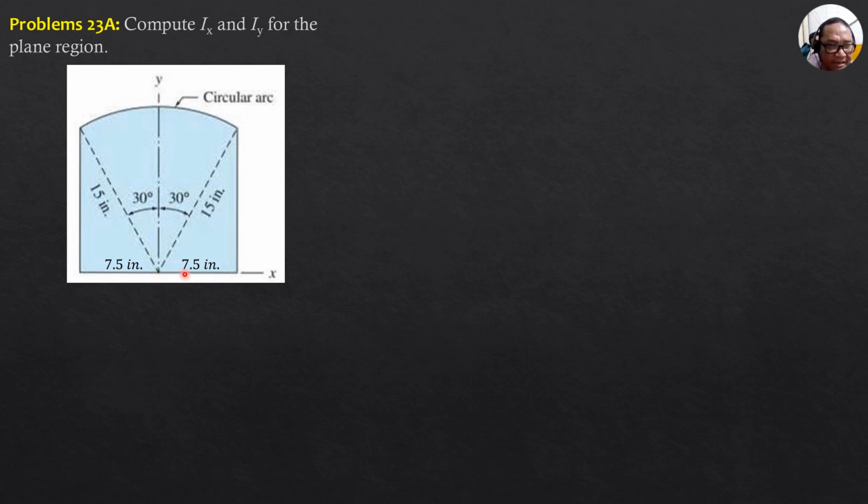The base here is 7.5 inches because the hypotenuse is 15. So 15 times sine of 30, this opposite here, which is equal to this, is 7.5. Then the height is 15 cosine of 30 degrees. This is cosine of 30, so that is 7.5 square root of 3 to be exact. So Ix is 2 times Ix of triangles plus Ix of sector.